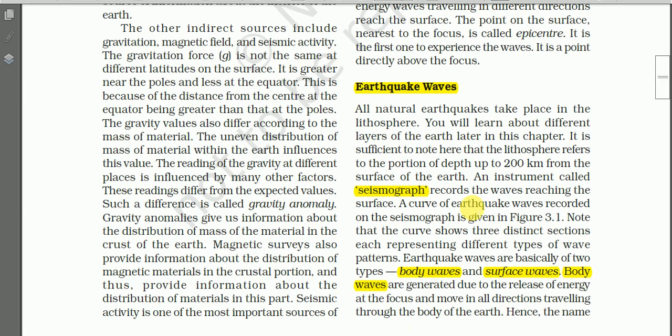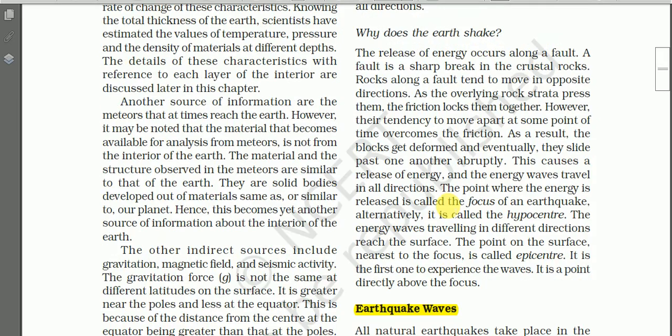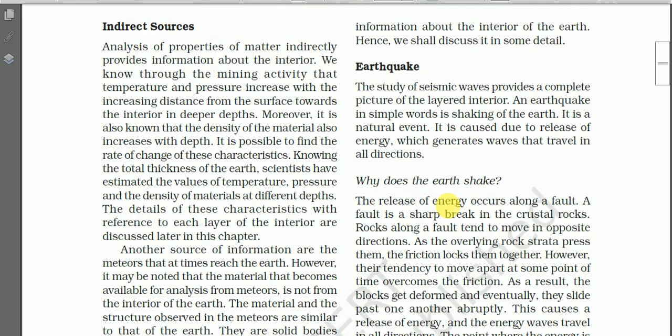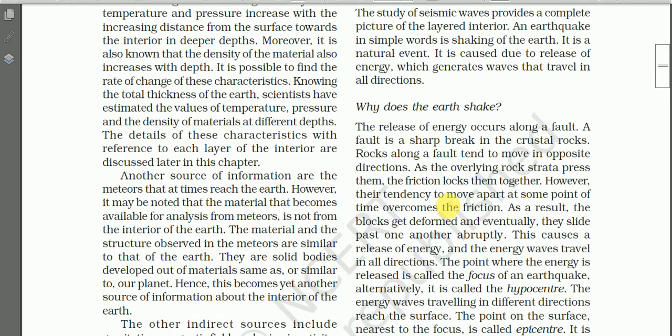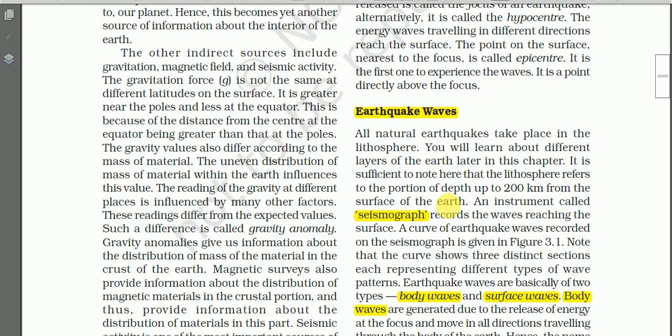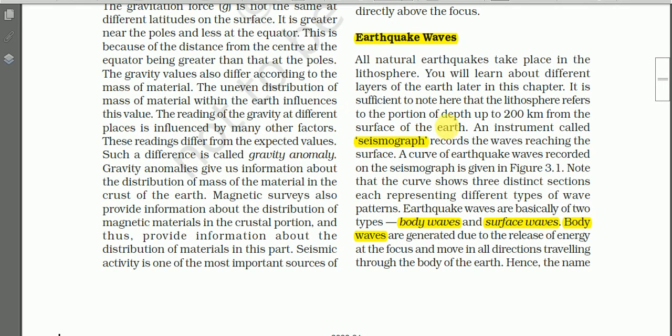So today we shall discuss seismic activity as one of the most important sources of information about the earth interior. Last time we already discussed the meaning of earthquakes, why the earth shakes, that is, how an earthquake occurs, and now let us discuss earthquake waves.